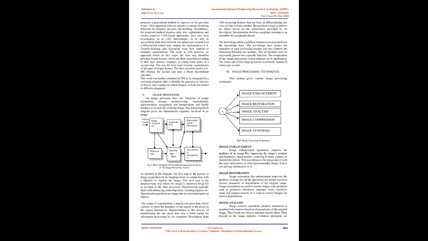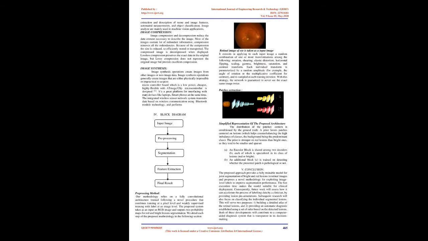2. Image processor. An image processor does the functions of image acquisition, storage, pre-processing, segmentation, representation, recognition, and interpretation and finally displays or records the resulting image. The following block diagram gives the fundamental sequence involved in an image. As detailed in the diagram, the first step in the process is image acquisition by an imaging sensor in conjunction with a digitizer to digitize the image.